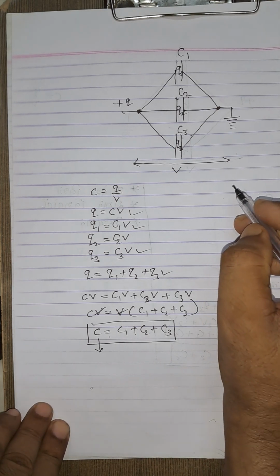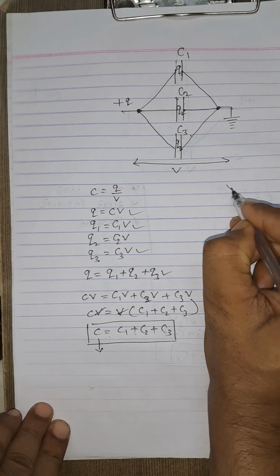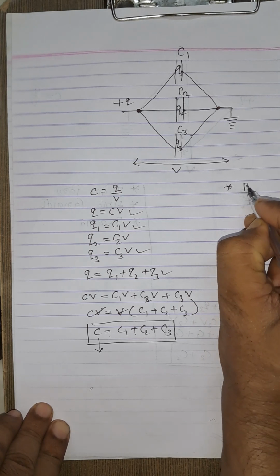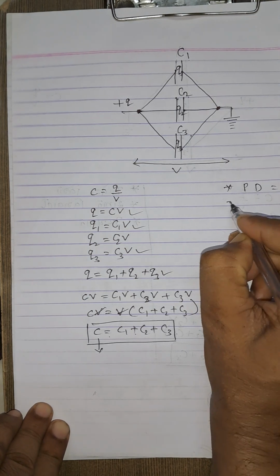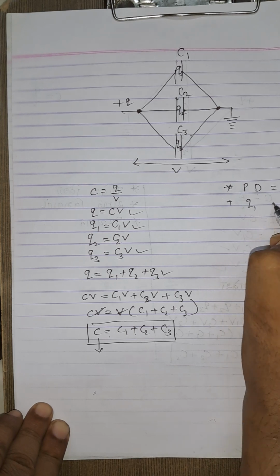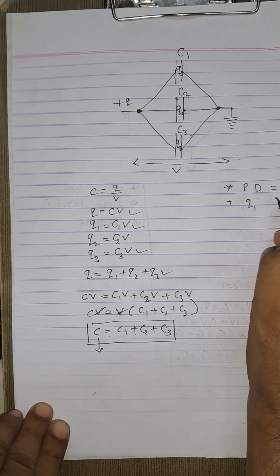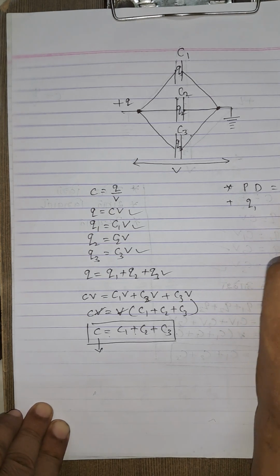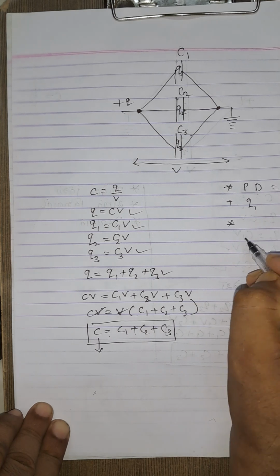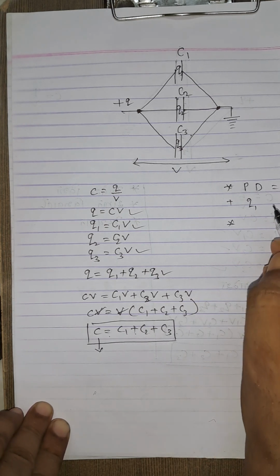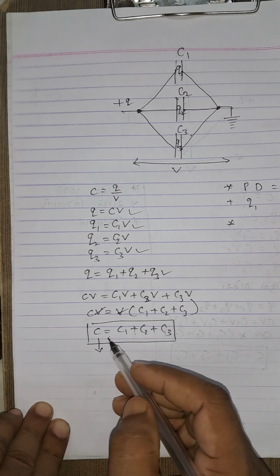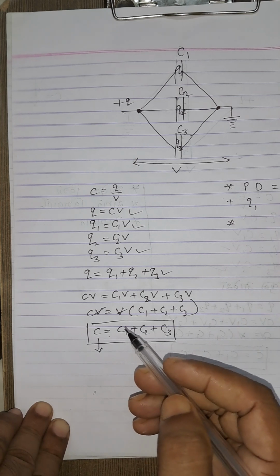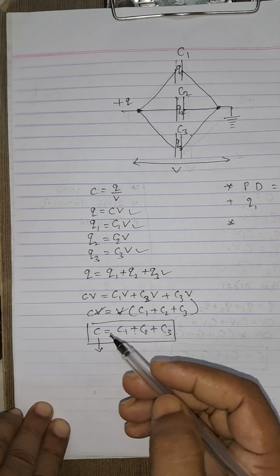Here are the points: the potential difference is the same for all capacitors. Charge is distributed among the capacitors according to their capacity, and this combination is used to gain high capacitance. For high capacitance, capacitors are connected in parallel.